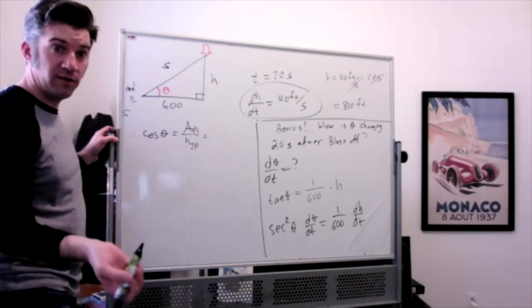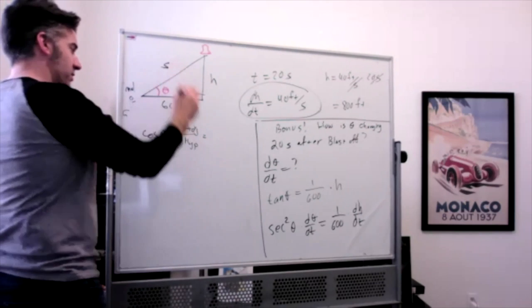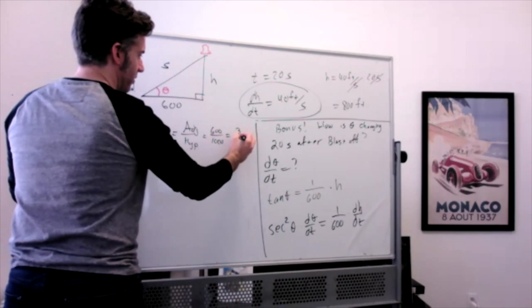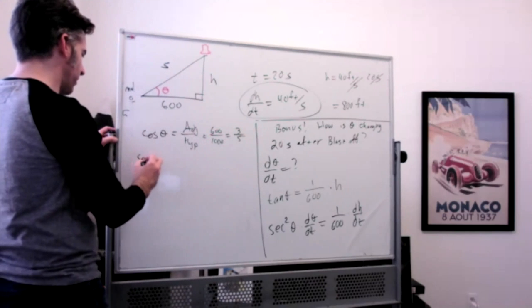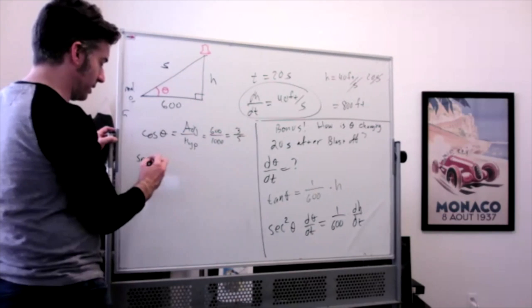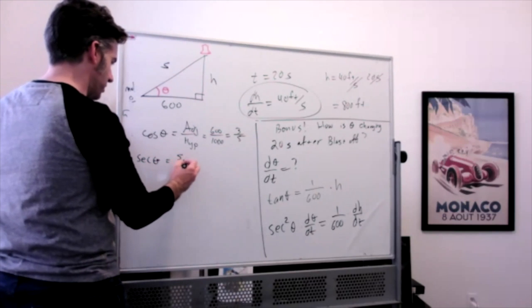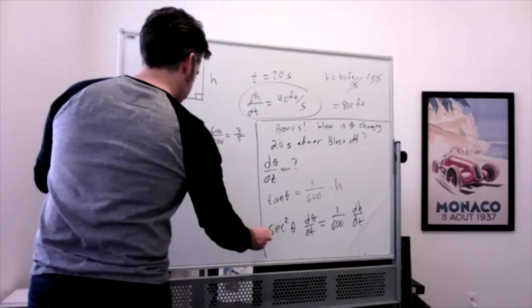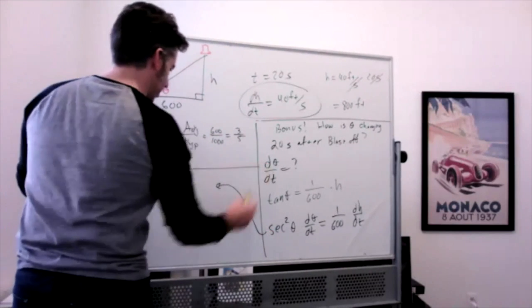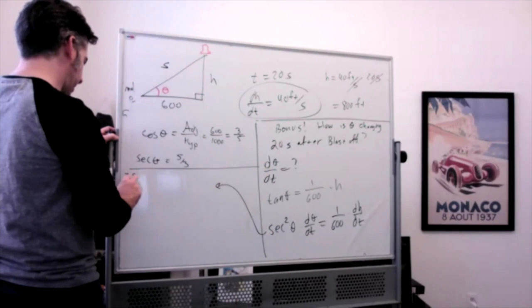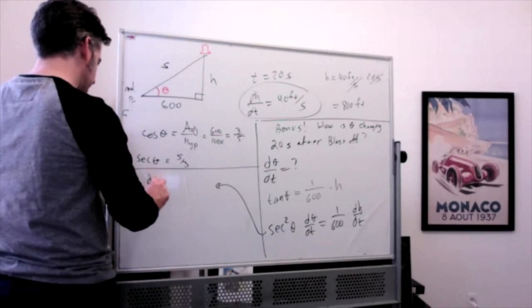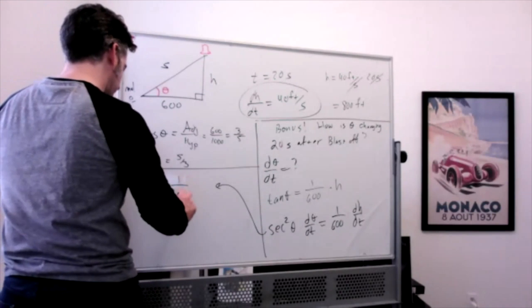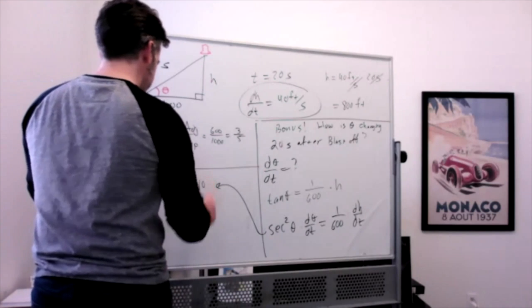And at the moment of interest, that's 600 over 1,000, which is 3/5. So that means that secant of theta at the moment of interest, 20 seconds after blast off, is 5/3, and secant squared is going to be 25/9. So looking at this here, plugging in what I want to plug in, I get 25/9 times d theta dt equals 1 over 600 times 40.